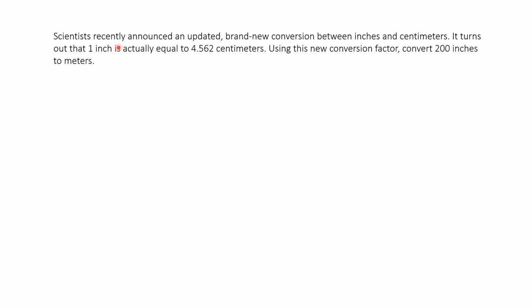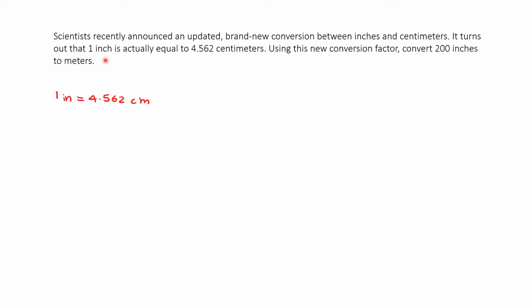Scientists have recently announced an updated brand new conversion between inches and centimeters. It turns out that 1 inch is actually equal to 4.562 centimeters. Using the new conversion factor, convert 200 inches to meters. So you have your relationship of the units and you have your subject and you have your units of final answer.